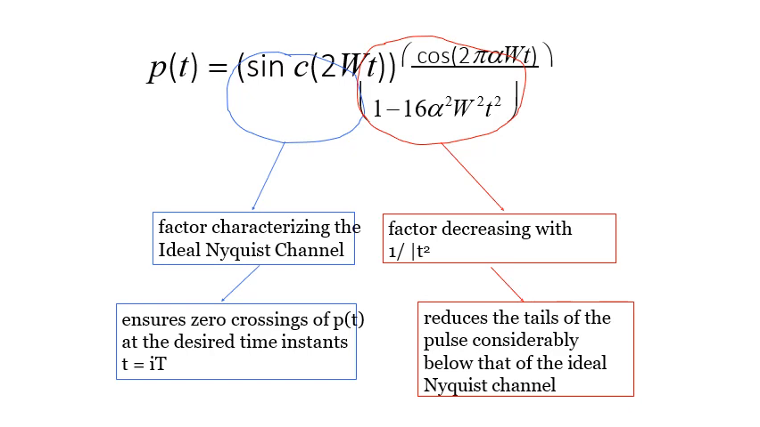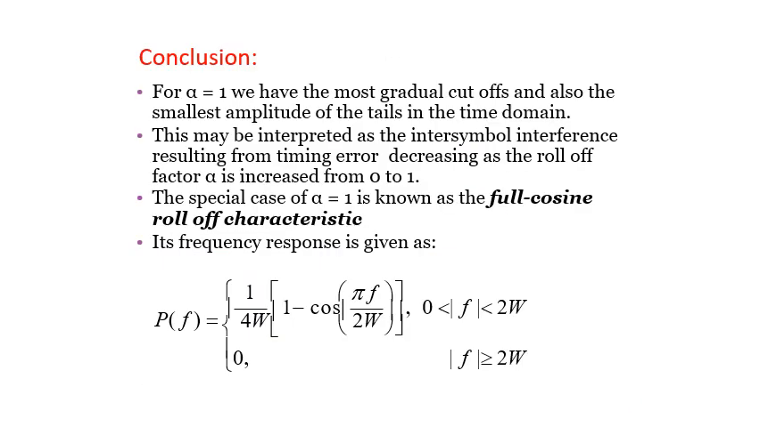Whereas the second factor, that is cos(2 pi alpha Wt) divided by (1 minus 16 alpha squared W squared t squared), is a factor which decreases as 1/t squared, and it reduces the tails of the pulse considerably below that of the ideal Nyquist channel. Now the conclusion is, for alpha equal to 1, we have the most gradual cutoffs and also the smallest amplitude of the tails in the time domain. So this may be interpreted as the intersymbol interference resulting from timing error decreasing as the roll-off factor alpha is increased from 0 to 1.